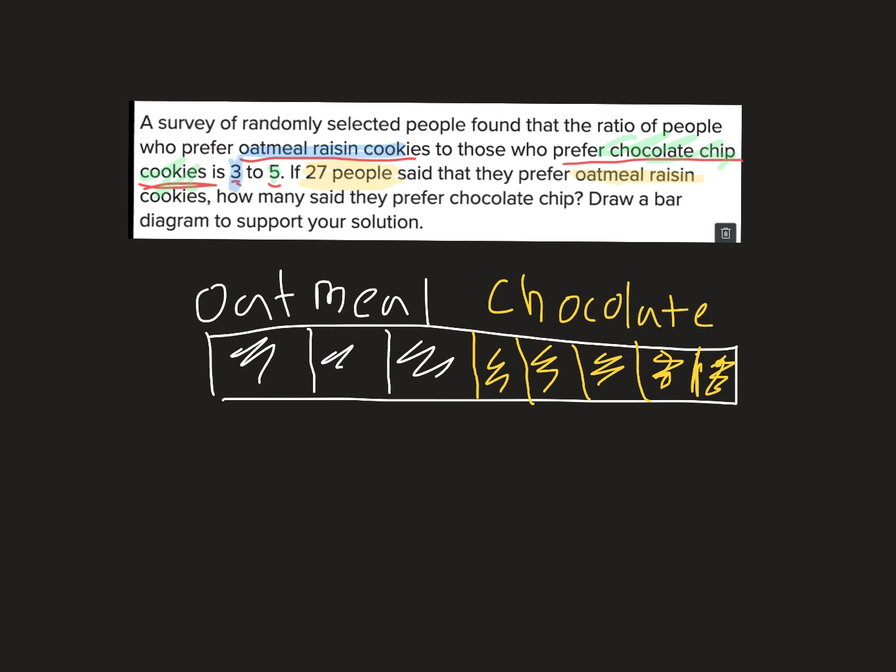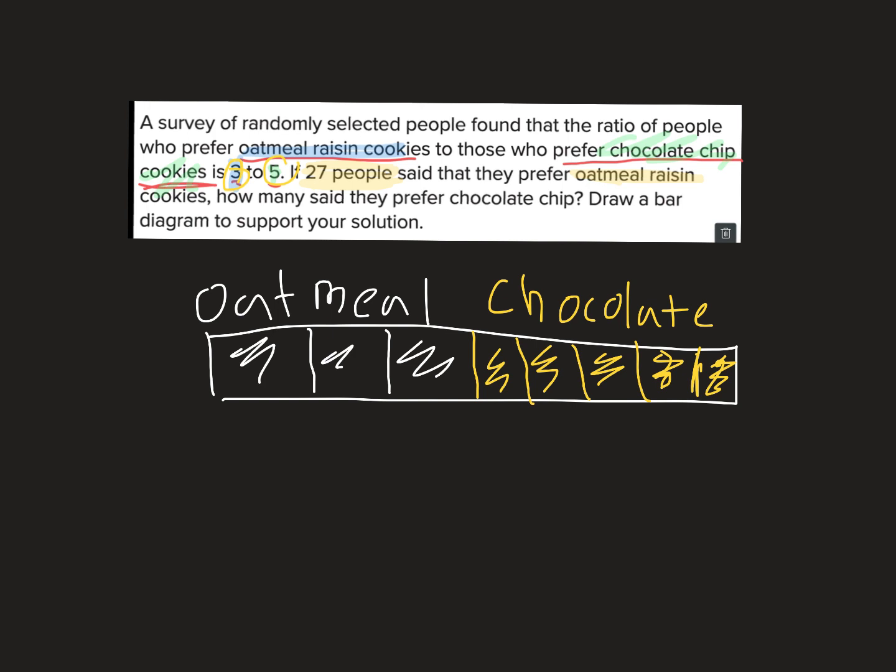Okay. So now we have a visual representation. 3 cookies of oatmeal and 5 cookies of chocolate chip. A little different than the other ones because in those ones we had a part of the whole. In this case, we have a part to a part. No wholes involved. Okay.